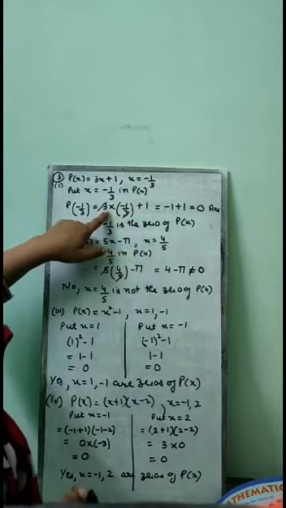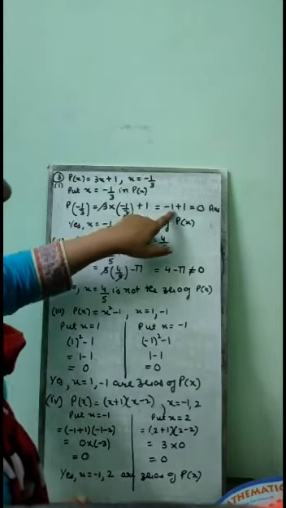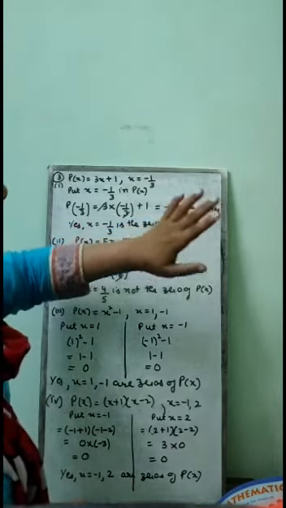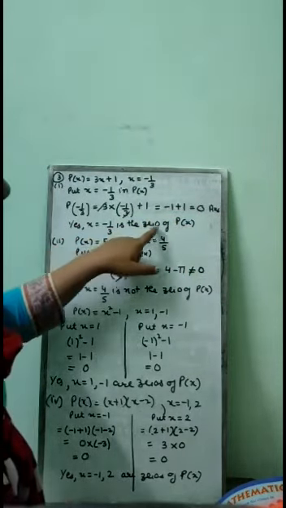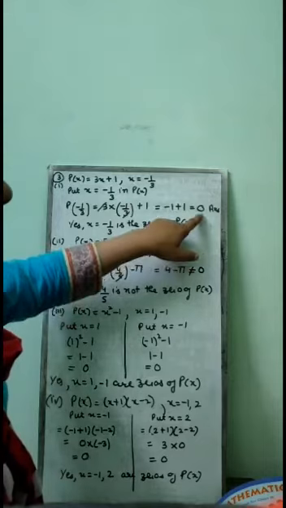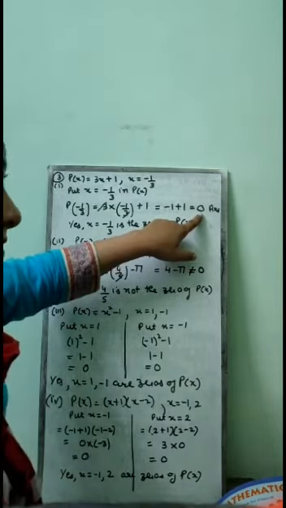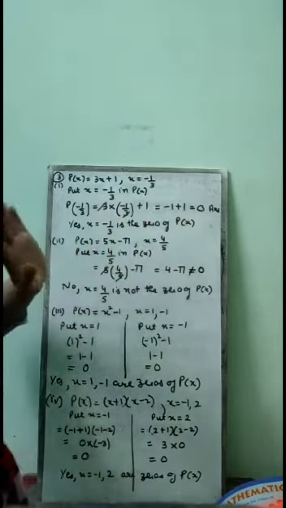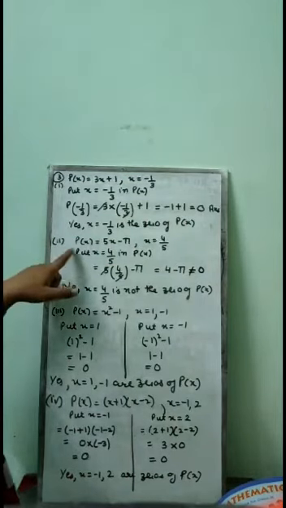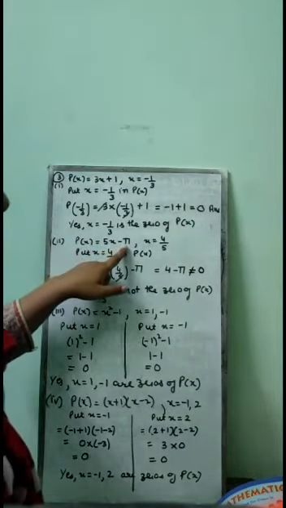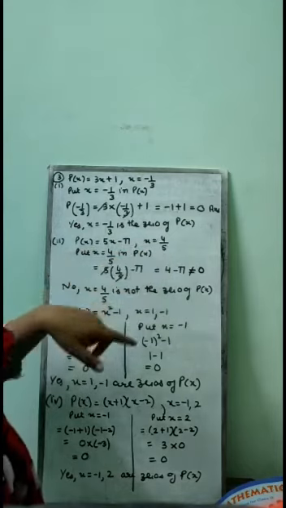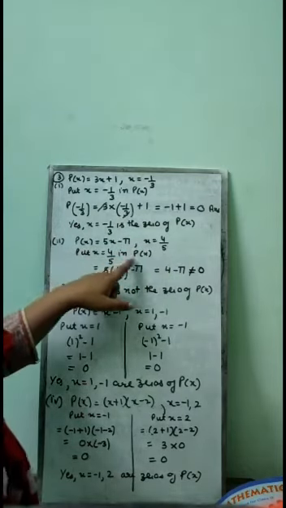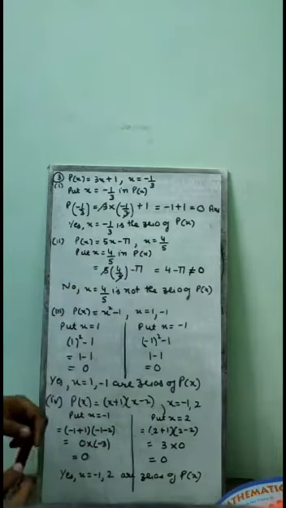3 and 3 are cancelled. Your answer will be minus 1 plus 1, that is equal to 0. Clear? We will write yes, x is equal to minus 1 by 3 is the zero of p(x). If you get answer 0, you will write yes, the given value is the zero of p(x). Clear? Now in second part, p(x) is 5x minus 5. Value given is x is equal to 4 by 5. You will put x is equal to 4 by 5 in p(x).